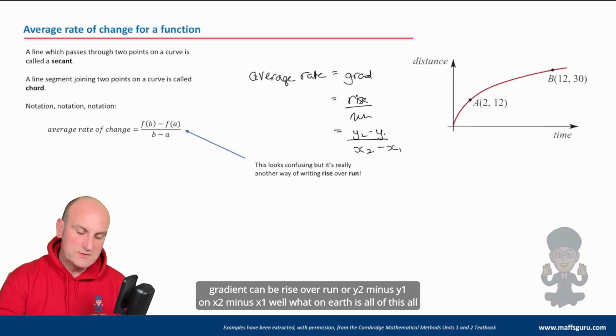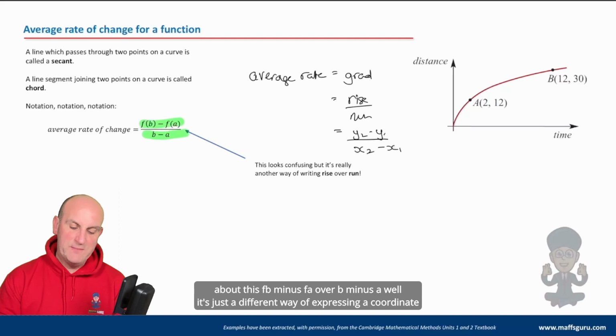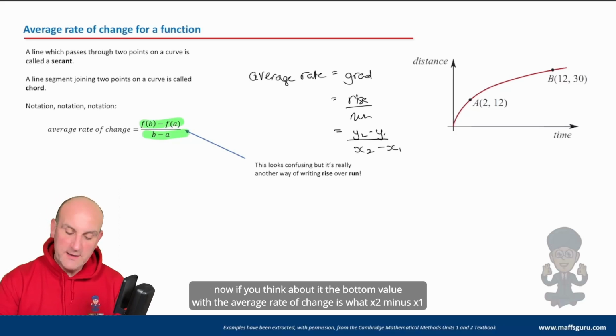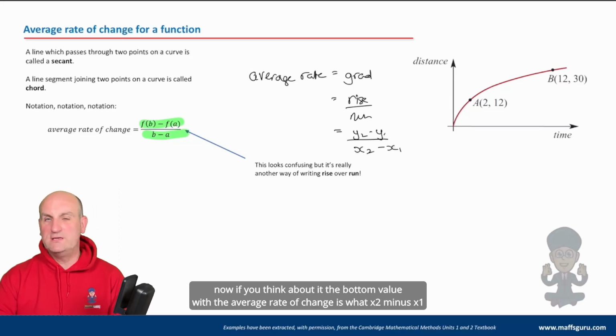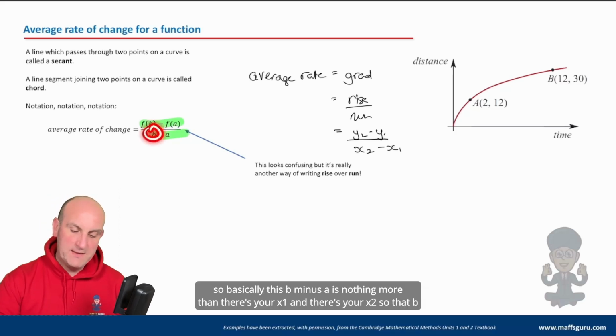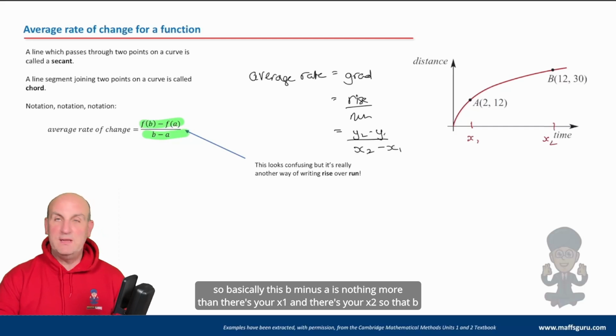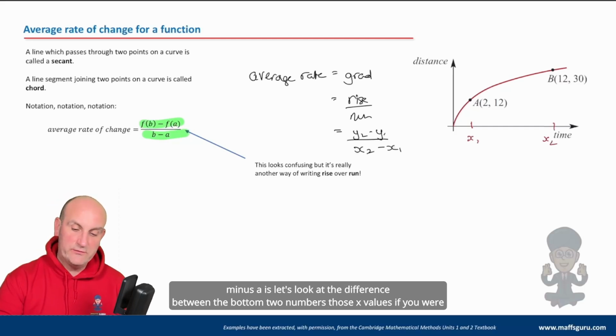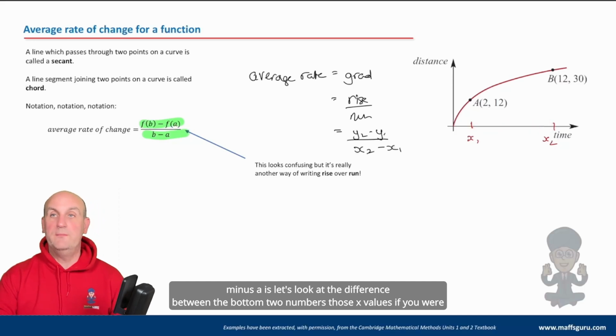Well, what on earth is all of this all about? This f(b) minus f(a) over b minus a. Well, it's just a different way of expressing a coordinate. Now, if you think about it, the bottom value with the average rate of change is what? x2 minus x1. So basically, this b minus a is nothing more than there's your x1 and there's your x2. So that b minus a is the difference between the bottom 2 numbers, those x values, b minus a.